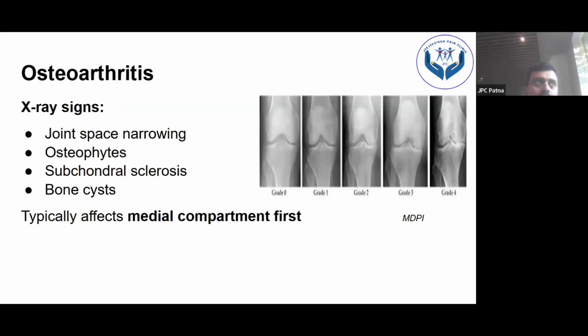Osteoarthritis. Remember, osteoarthritis is very common. Rather, it is an epidemic nowadays, because as degenerative changes occur and the aging population increases day by day, the number of osteoarthritis cases is increasing. So all of us have to master reading X-rays for osteoarthritis, definitely at all cost. And this is the common KL grading system that is there.